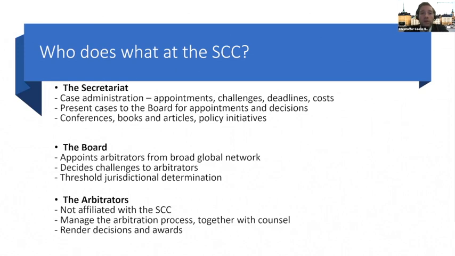Looking then at the board and the arbitrators, I have already explained what their functions are. The board makes decisions in individual cases in accordance with the mandate given to the board under the SCC rules. And the foremost task of the arbitrators is, of course, to manage the arbitral proceedings and render decisions and awards.